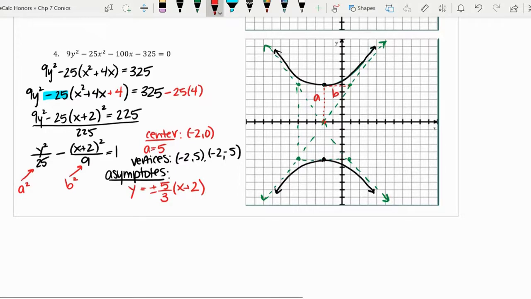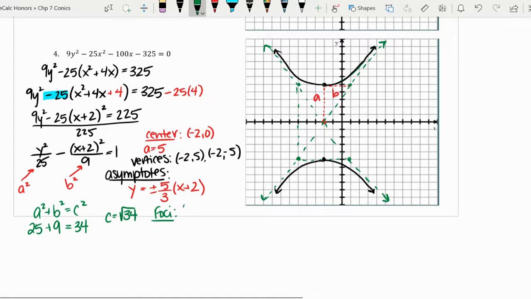Okay, so we've got center, vertices, asymptotes. Last thing is to find our foci, and to do that, we need our c value. So I'm going to do a squared plus b squared equals c squared, essentially adding up our denominators. So that's going to be 34 for this one. So c equals root 34, which makes our foci.